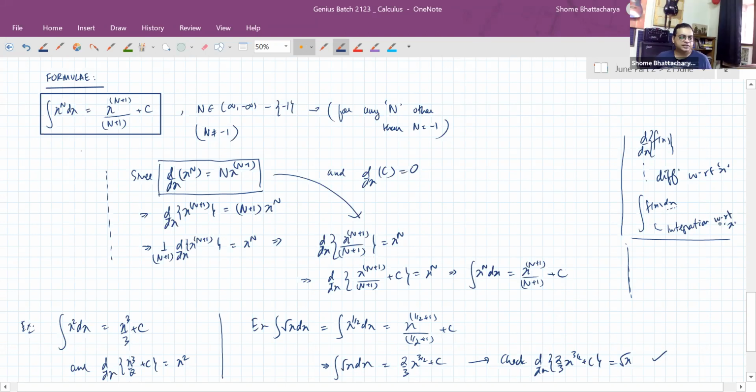Now, sometimes in everyday language, we use the term integration for this operation also. But we should understand that this operation is technically called indefinite integration, because there is also another operation called definite integration. We will come to that also.